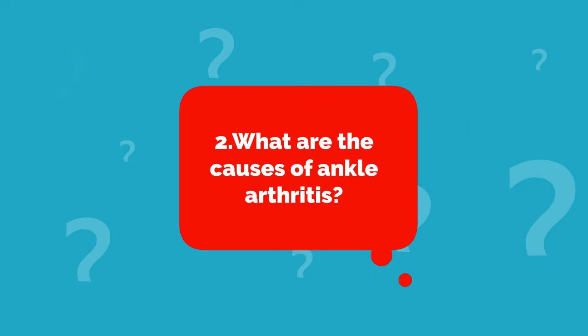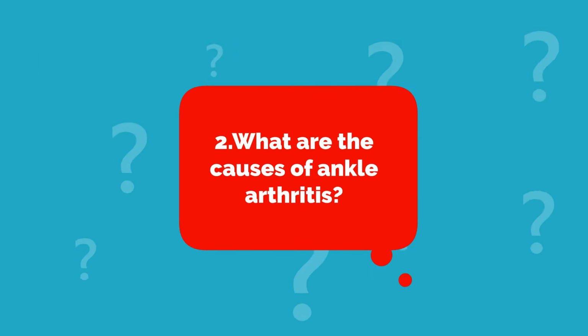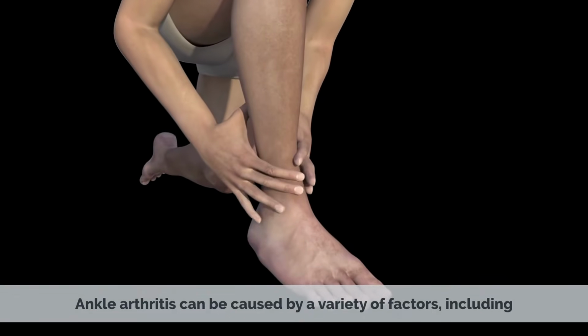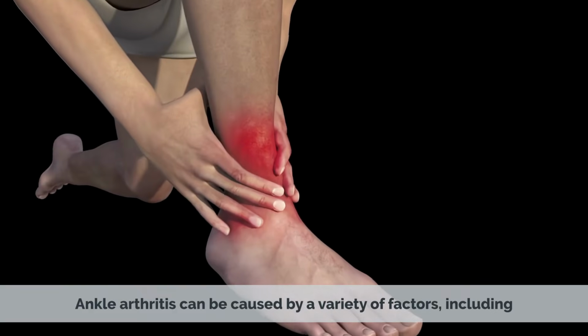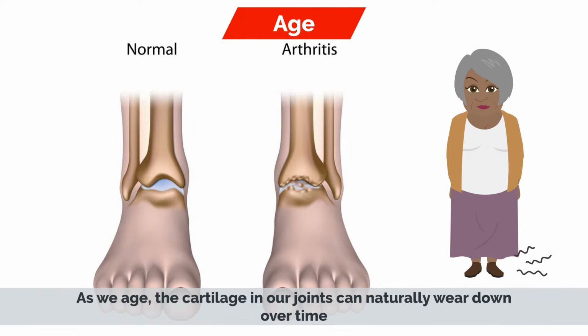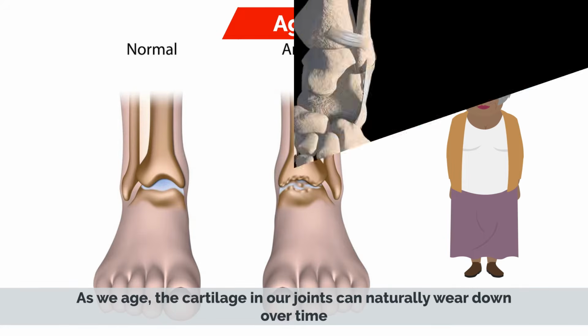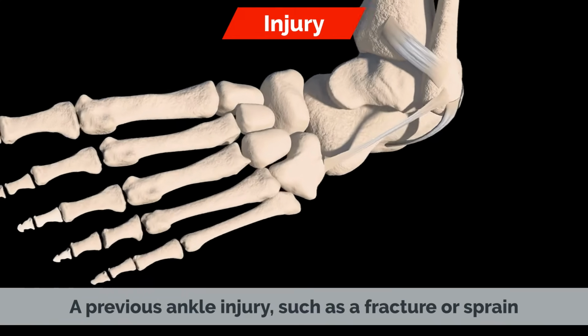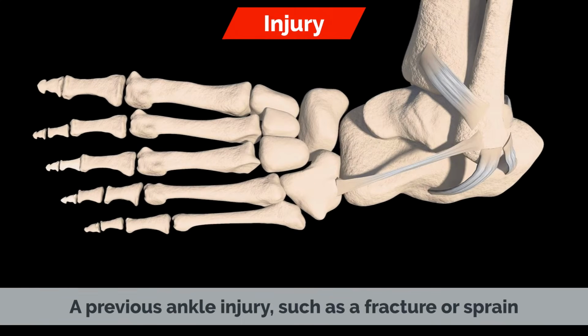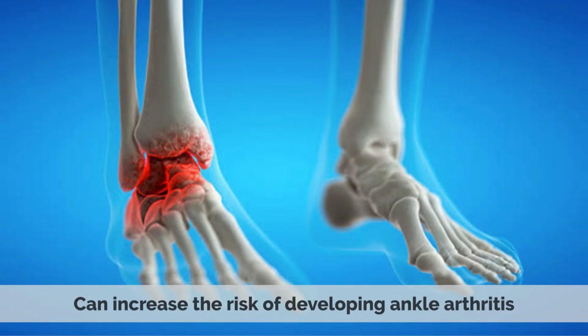2. What are the causes of ankle arthritis? Ankle arthritis can be caused by a variety of factors, including age. As we age, the cartilage in our joints can naturally wear down over time. Injury. A previous ankle injury, such as a fracture or sprain, can increase the risk of developing ankle arthritis.